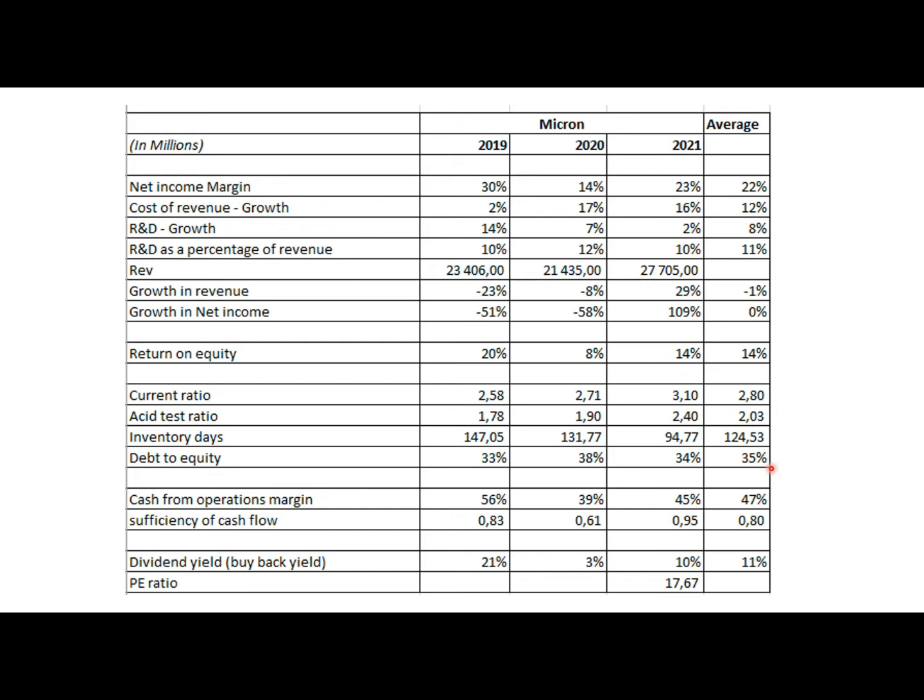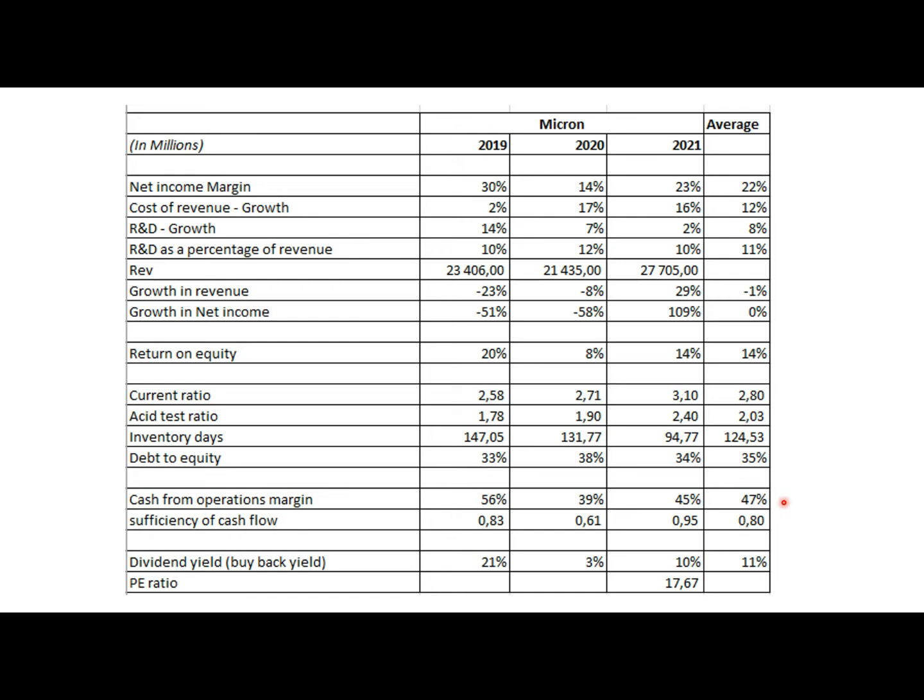Cash margin, well, it's deteriorated, but in 2021 you can see there's been a massive bump. But it's not worrying. I think there was a massive rebound. I can live with that. There's been a massive rebound. Margins are of course above industry average. Industry average is about 32%. Micron's average is about 47%. So very good.